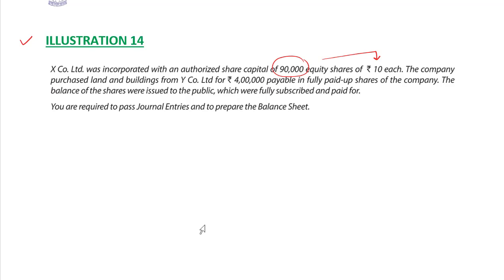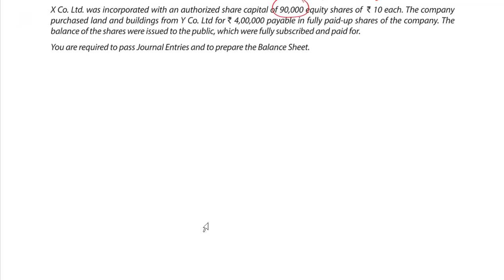Once more: X Company Limited was incorporated with an authorized share capital of 90,000 equity shares of 10 each. The company purchased land and building from Y Company Limited for rupees 4 lakh, payable in fully paid up share capital of the company. The balance of the shares were issued to the public, which were fully subscribed and paid for. You are required to pass journal entries and prepare the balance sheet. Let us begin. Solution.